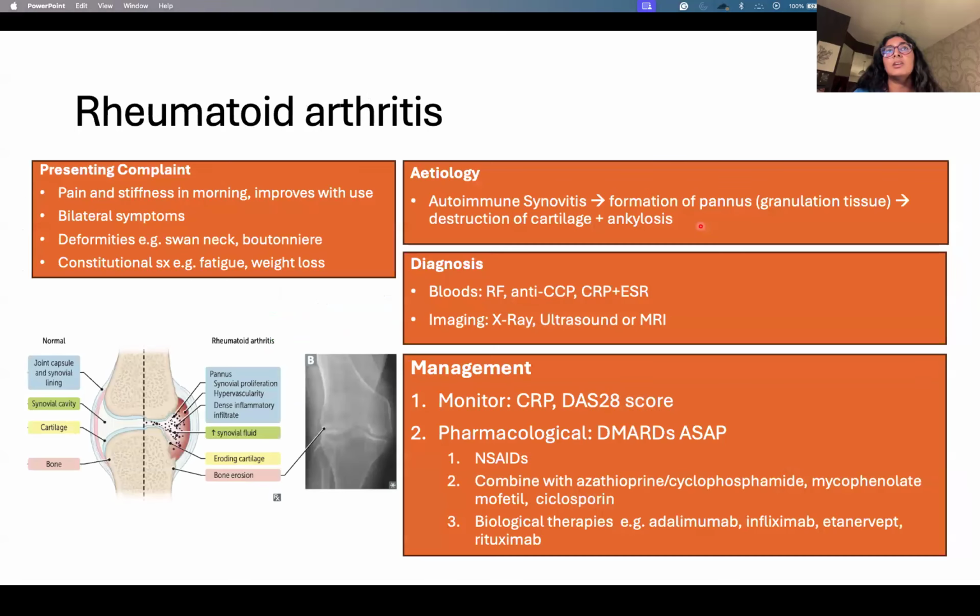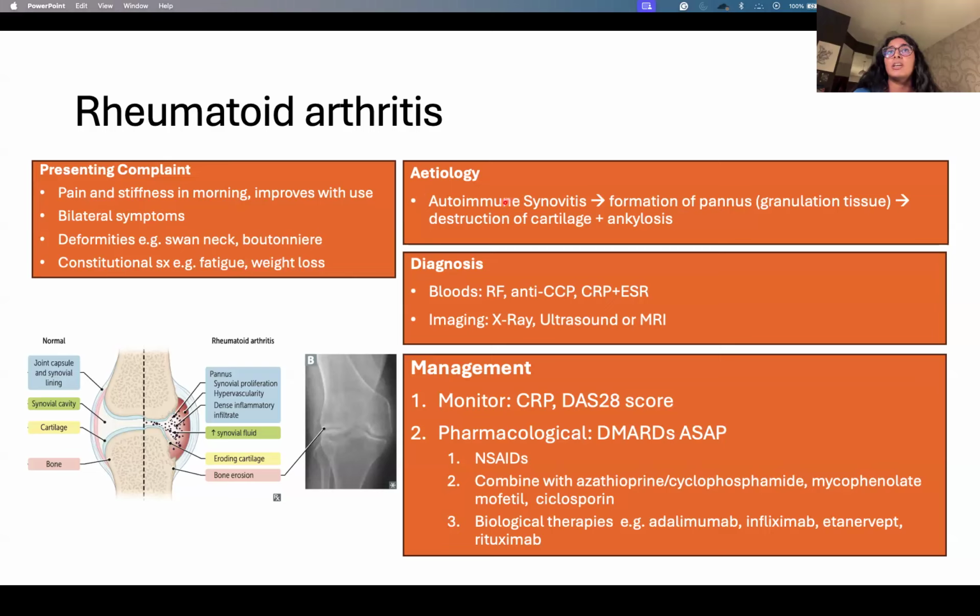So rheumatoid, you've got your pain and stiffness that's worse in the morning, but it gets better with use as you spread that synovial fluid around. You've got bilateral symptoms because something systemic is going on. You've got these deformities, so swan neck and boutonnières. Have a look at some pictures. I'm sorry I didn't include them here. Constitutional symptoms, you've got something autoimmune going on, so people might have fatigue, weight loss.